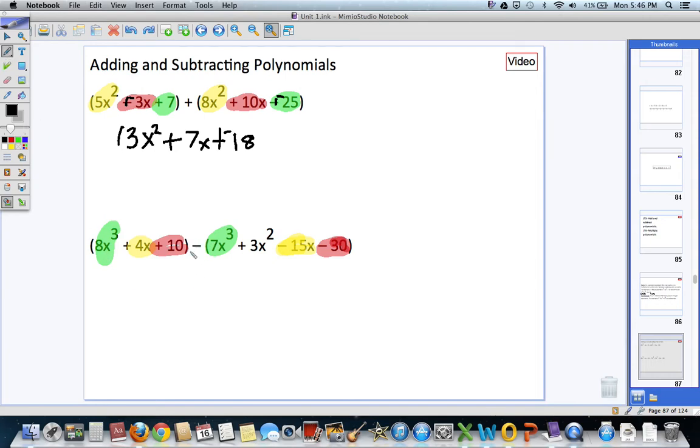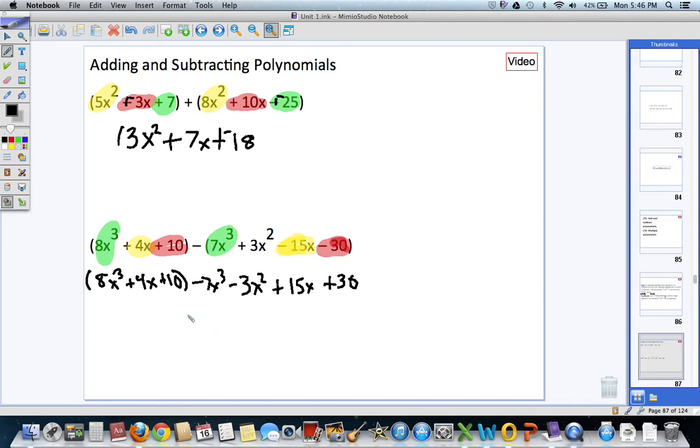But if we notice here, this is a minus. So I'm going to minus everything. Or if I wanted to right away, I could distribute the negative, which means I'm going to change the sign of everything inside, which I'm going to do that first. So I have 8x cubed plus 4x plus 10. And now I can make this minus 7x cubed minus 3x squared plus 15x plus 30. When there's a minus sign outside, I can just change everything on the inside.